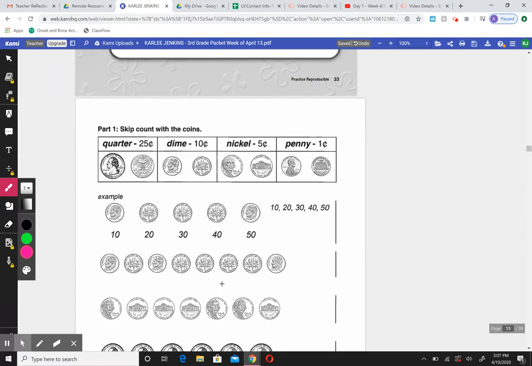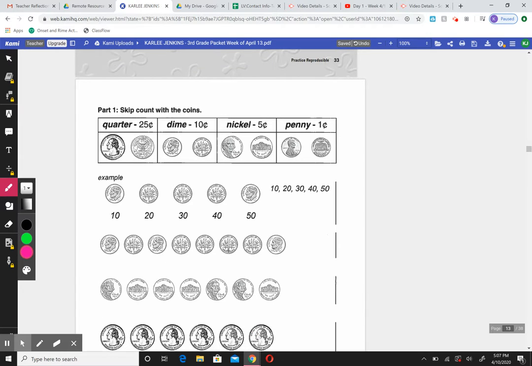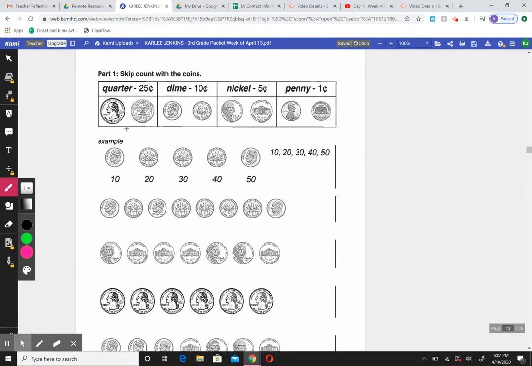So for math, we're going to scroll down here. Now this gives you a nice little cheat sheet. It wants you to skip count with the coins. So it gives you up here, it shows you all the amounts of the money and what they look like. But right here's your example, which is really, really important.